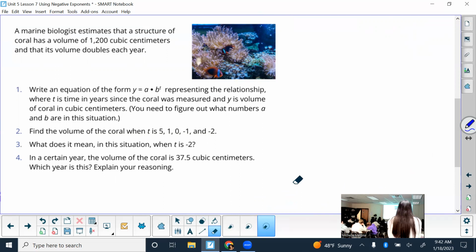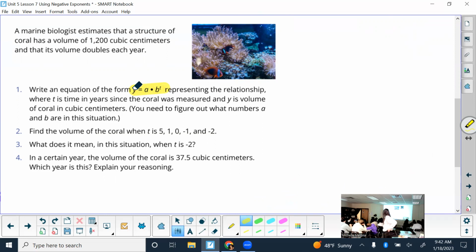First, you're gonna use what we learned the past few days. You're gonna make an equation in the form y equals a times b to the t power. So that's our exponential function, at least one of the ways you can represent it. T is time in years since the coral was measured. Y is volume of the coral in cubic centimeters. You guys need to figure out what A and B are in this situation, so the value for them and what it represents. So discuss that briefly in your group, what A and B are and the specific values for them.